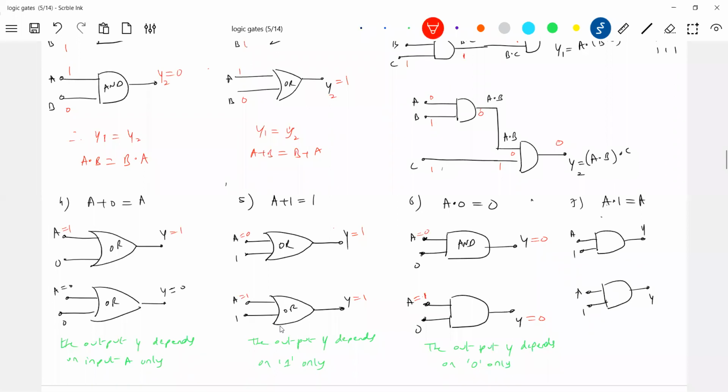Now first, if A equals 1, y will be 1. If A equals 0, what will be y? y will be 0. Look at the y. y depends on A. So here the output y depends on the input only.